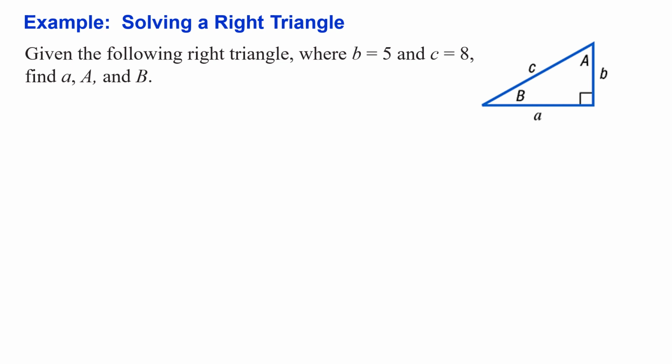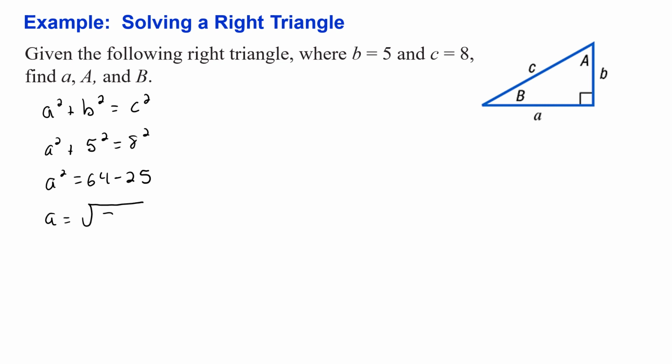Now let's look at an example where we are given the following right triangle where side B equals 5, side C equals 8, and we're asked to find side A, and angle B. First, let's use the Pythagorean theorem to find side A. We know that a squared plus b squared equals c squared. So we have a squared plus 5 squared equals 8 squared. Therefore, a squared equals 64 minus 25, and a equals the square root of 39. Rounding to 2 decimal places, we get that a is approximately 6.24.